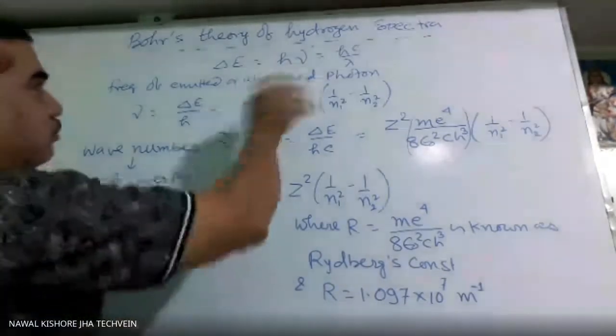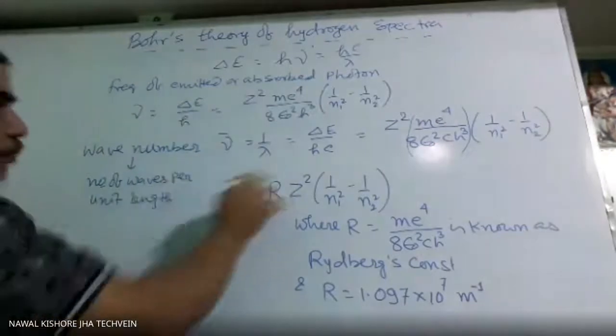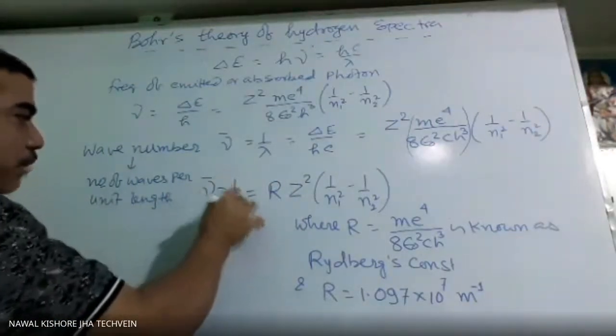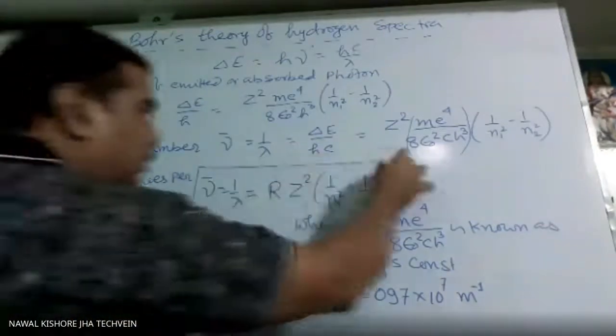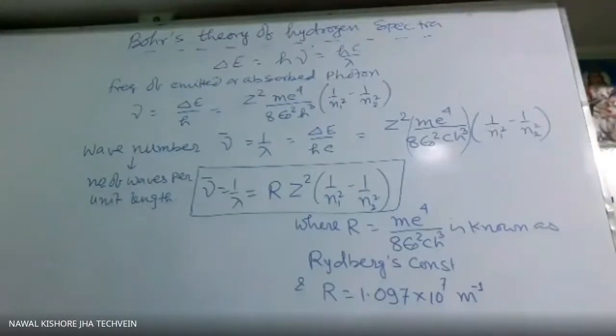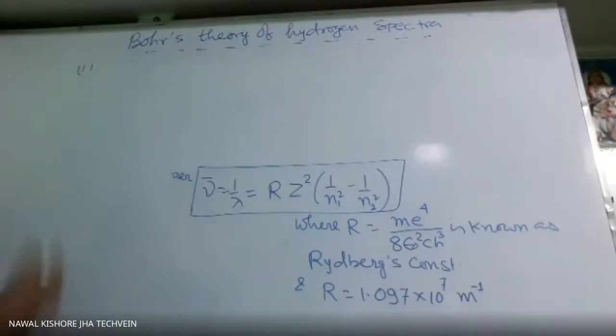So suppose you are asked frequency, then we will use this formula. If wave lambda, that is 1 by lambda, so nu bar or 1 by lambda is this much. Now this formula we will use to explain the different spectrum of hydrogen atom. So first is the Lyman series.